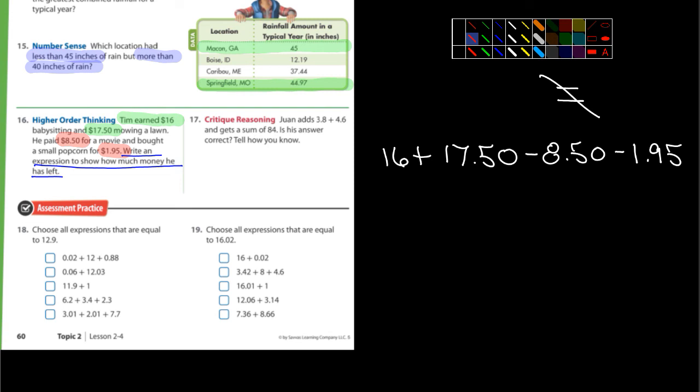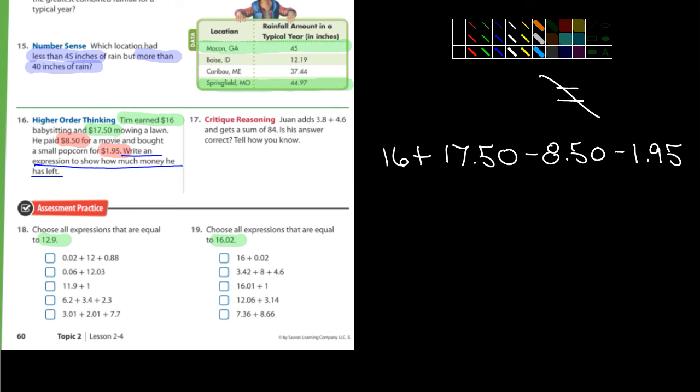Okay, number 17, Juan adds 3.8 plus 4.6 and gets a sum of 84. Is his answer correct? Tell how you know. You can do that. And then 18 and 19 you guys can do. It says choose all the expressions that are equal to 12.9. And then number 19 says choose all the expressions that are equal to 16.02. Okay, that's it. You guys know how to do these.